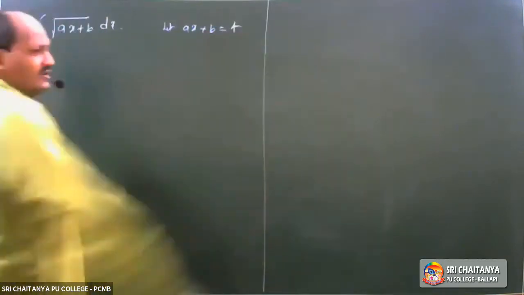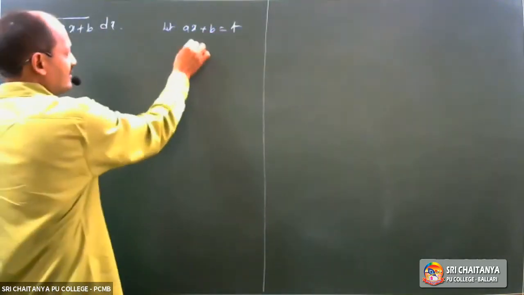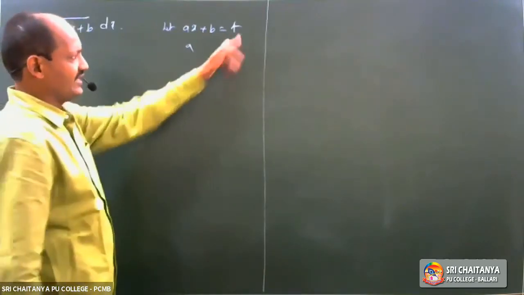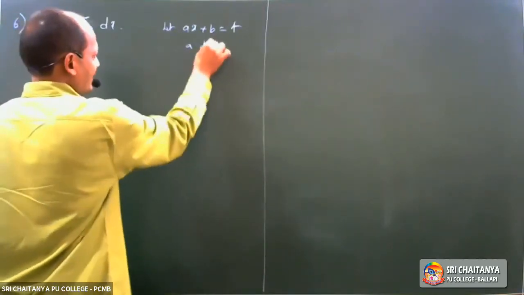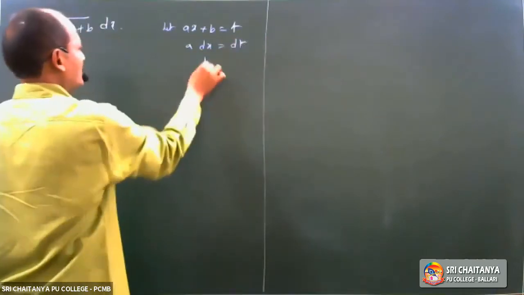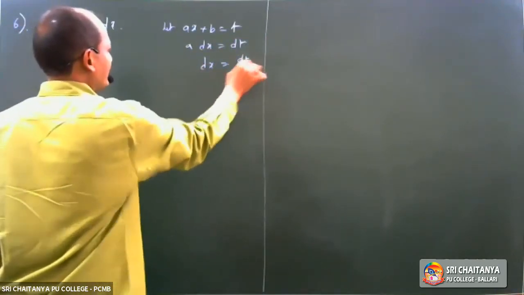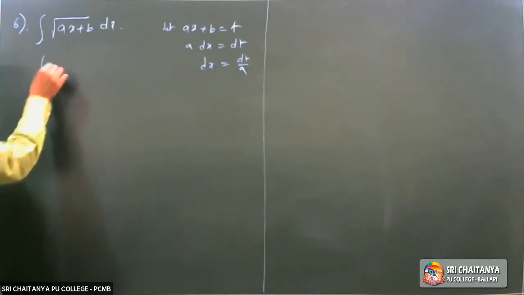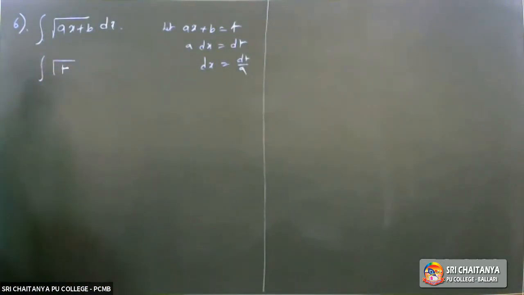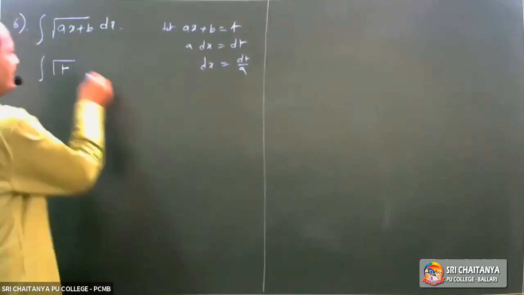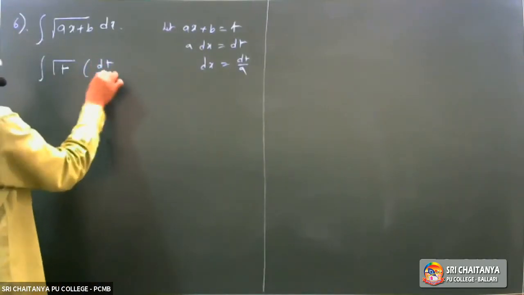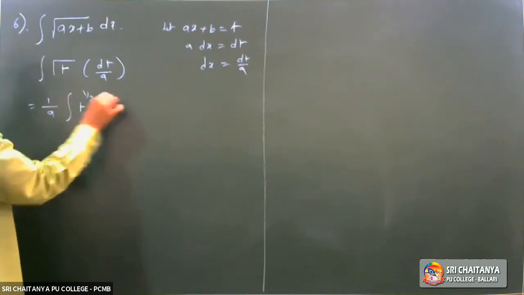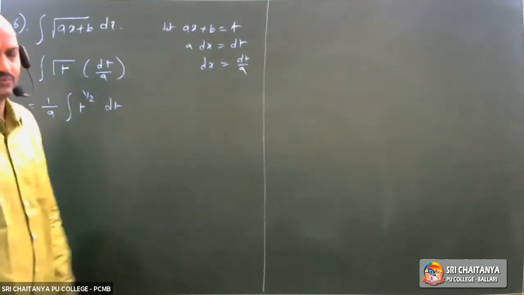What about the derivative of ax? It is a. The derivative of b, a constant, is 0. That equals dt by dx. So, a dx is equal to dt. dx is equal to dt divided by a. So, the integral of root t, dx equals dt by a. It is 1 by a integral of t power 1 by 2.